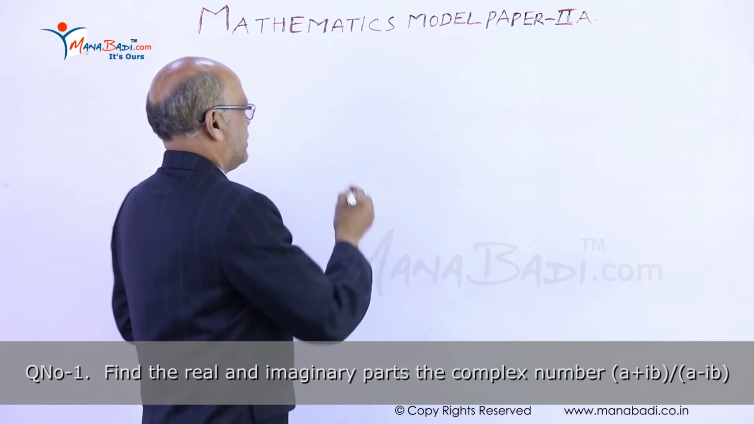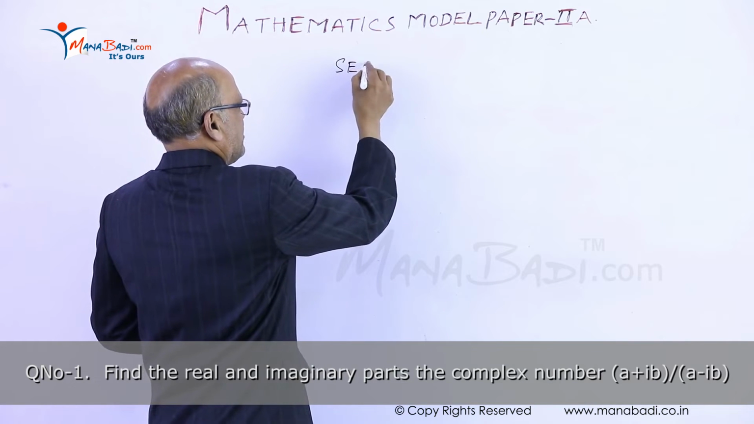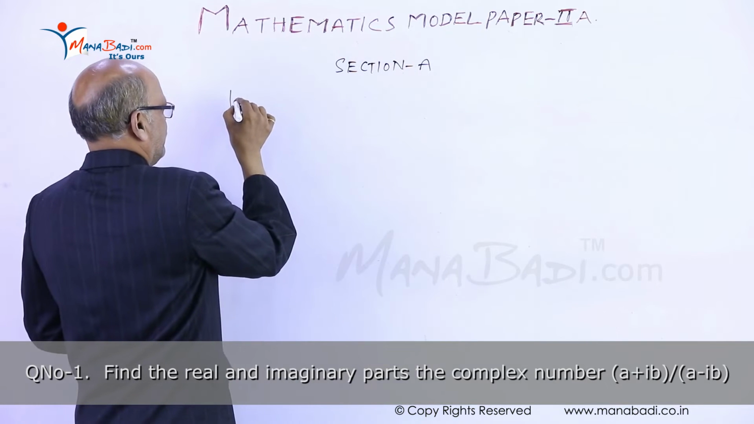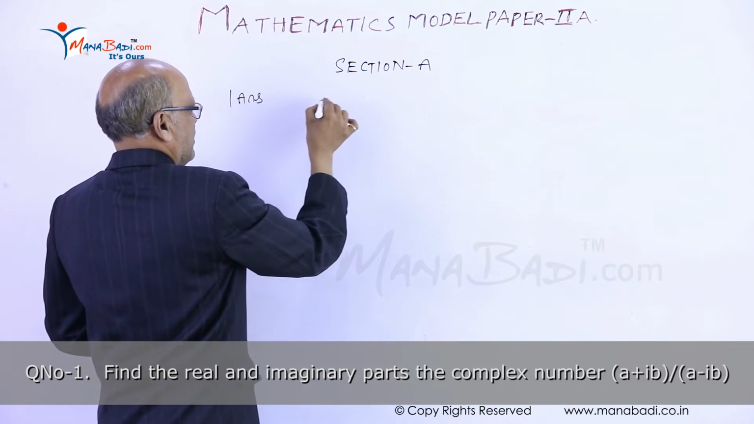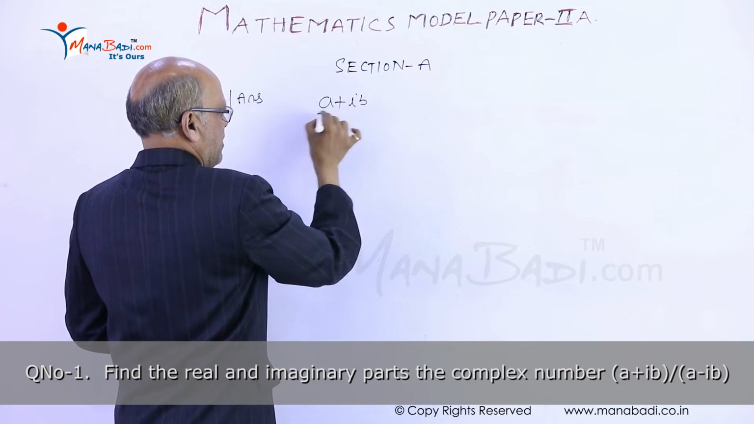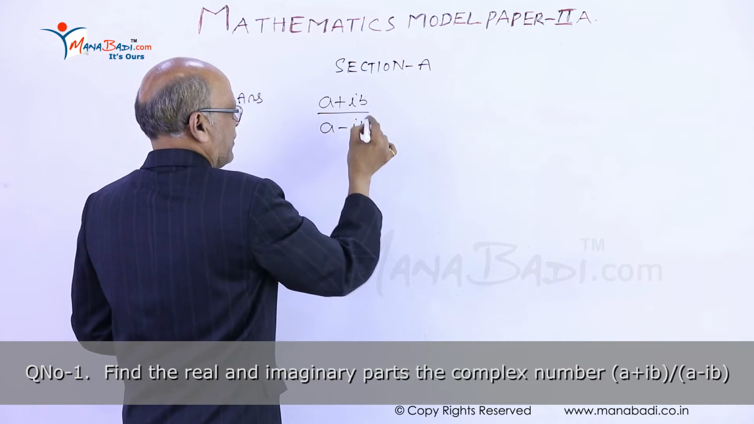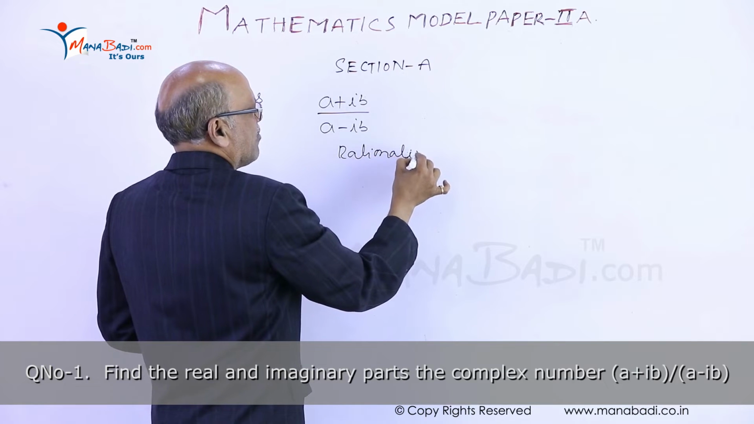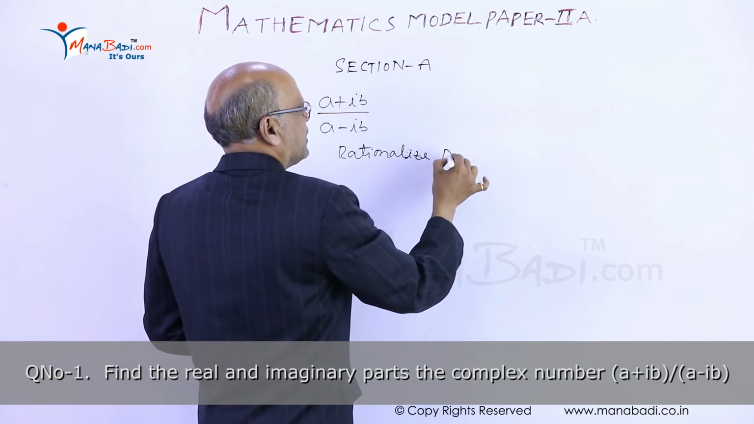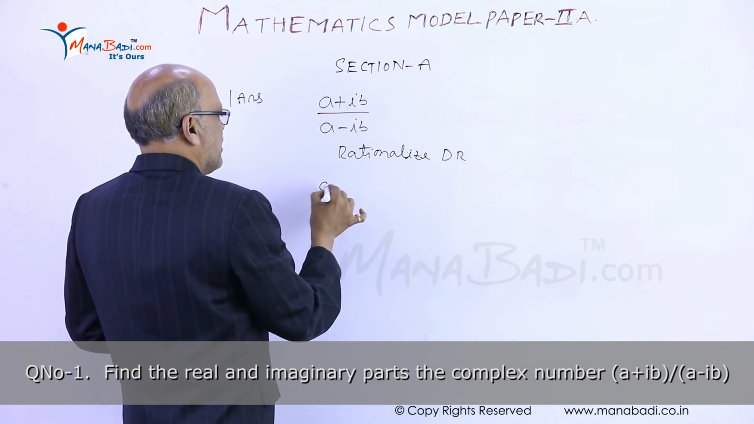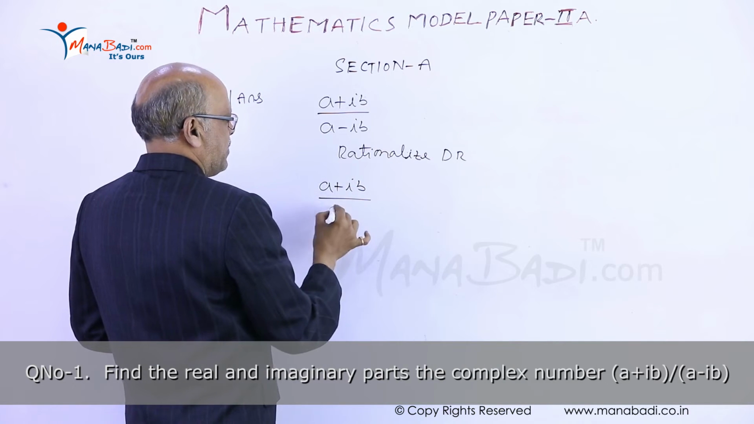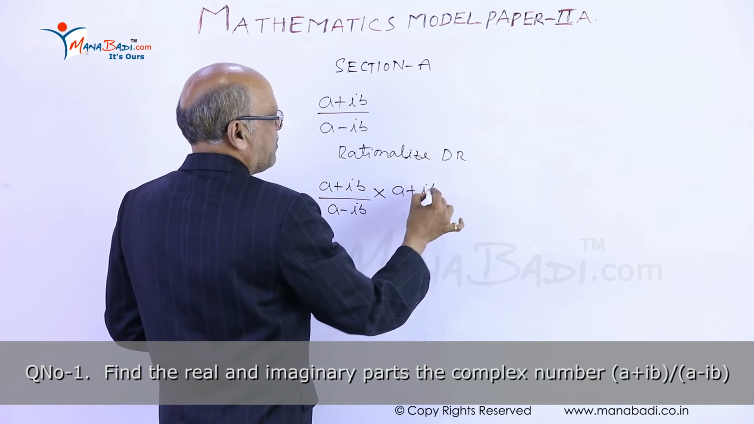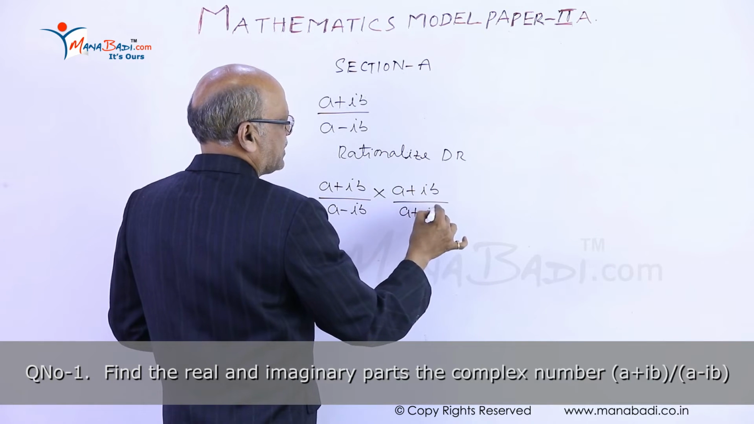Now I'll start with Section A. The Section A first question answer: (a + ib)/(a - ib). Rationalize the denominator: (a + ib)/(a - ib) into (a + ib)/(a + ib).